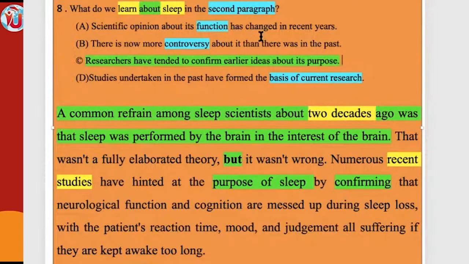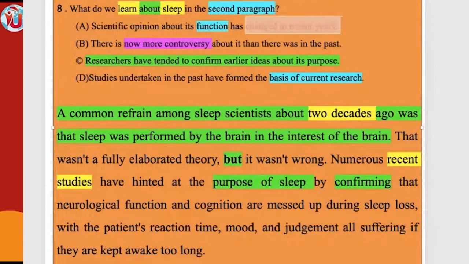Okay. "Scientific opinion about its function has changed in recent years." This is opposite, right? It did not change in recent years. This is the opposite of what is said in the text. And here, "there is now more controversy about it than there was in the past." There is no controversy at all. They have confirmed the previous ideas. There is no controversy. So that's also just opposite.